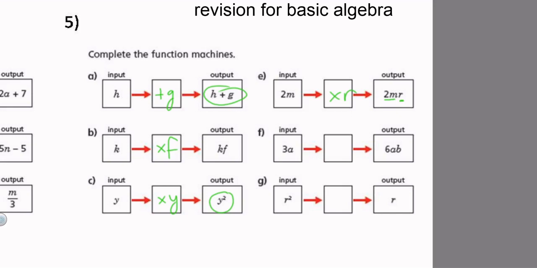notice you've got a 3 there and a 6 there, so you'll be timesing by 2. 3 times 2 gives you the 6. See that? 3 times the 2 gives you the 6. And then you need another b there. You need a b. So check. 3a times 2b gives you, well, 3 times 2 is 6. A times b is ab. So that goes in the function machine.